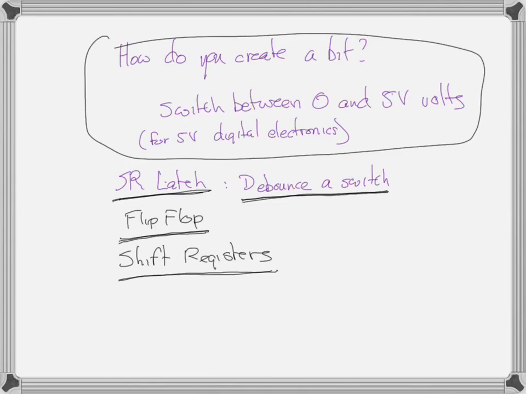So one of the things that we need to learn to do in electronics is what's called debouncing a switch. Right, so we need to debounce a switch. We need to be able to send zeros and ones and be very determinate about that state, and that we don't get any bouncing.